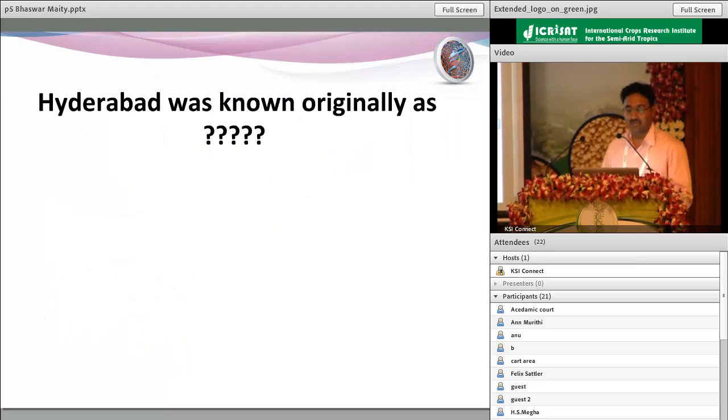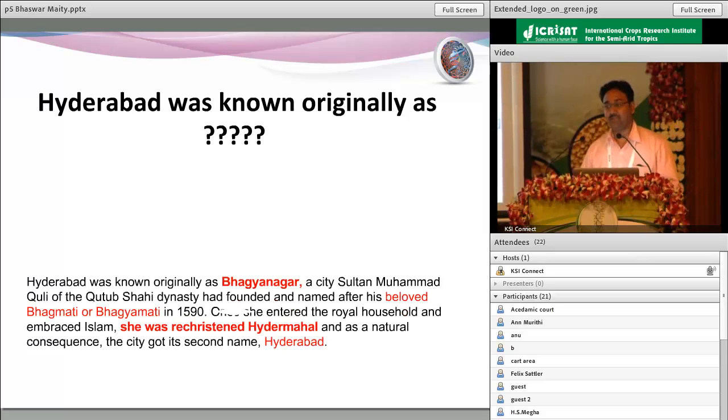Do you know Hyderabad was originally known as what? Anybody from this area? Yes. This city was known as Bhagyanagar, and it was named after a beloved lady called Bhagyamati, who, when she converted to Islam, was named Hyder Mahal, and the city was named on her name as Hyderabad, from Bhagyanagar to Hyderabad.